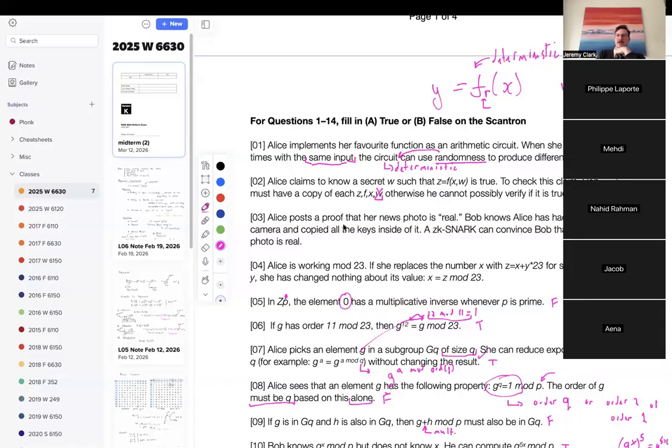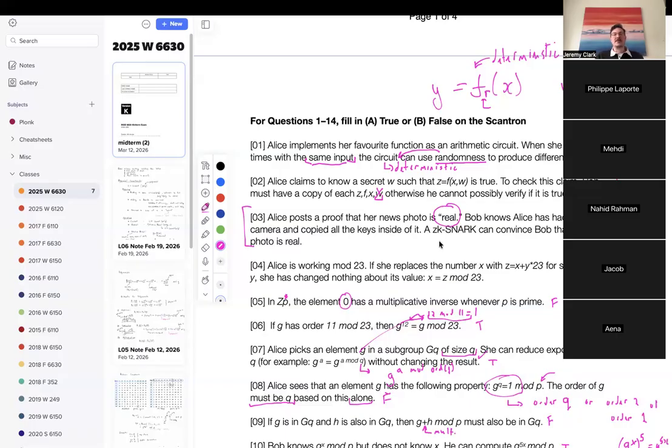Okay, and then do you want to ask your question about three? Oh, I just missed the explanation. Oh, okay. Could you repeat it? So the basic idea here is that whether a photo is real or not isn't a computation. It's not something I can compute, so I can't use a SNARK.